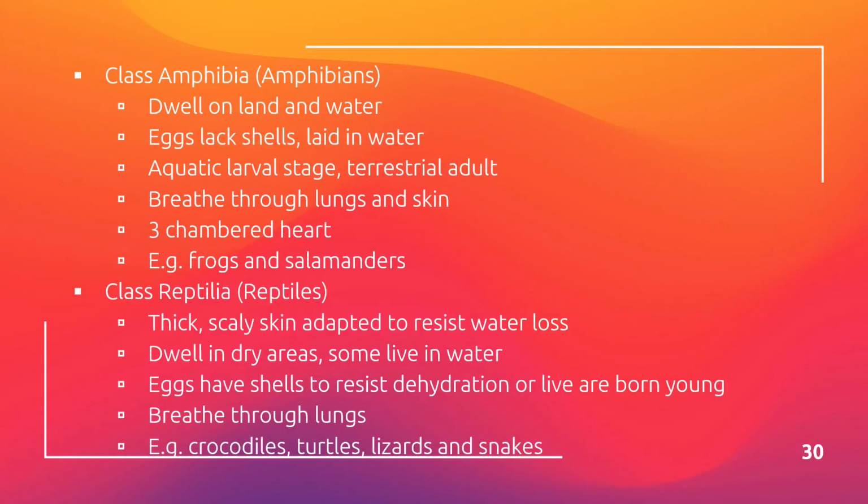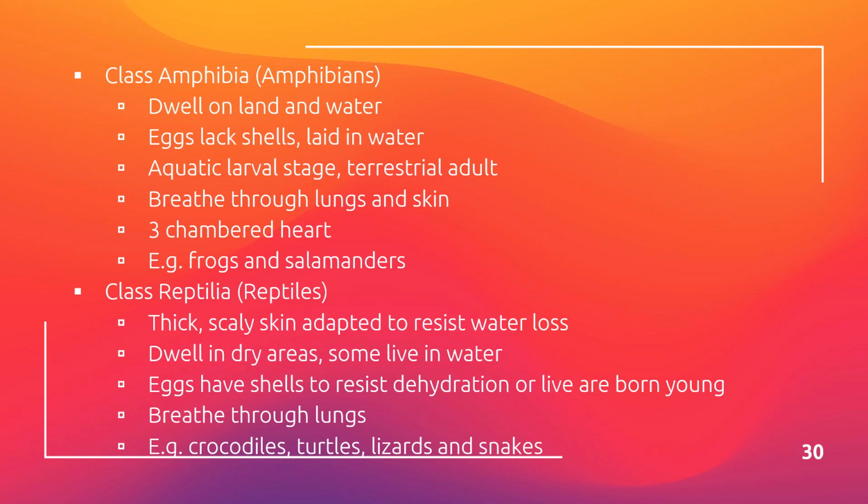The next class that we'll cover is the amphibians, and these are known for their ability to live both on land and in water. Since their eggs lack shells, they're laid in water, and they spend their larval stage in water too, but their adult stage on land. They breathe through their skin and lungs, and they have a three-chambered heart with one ventricle.